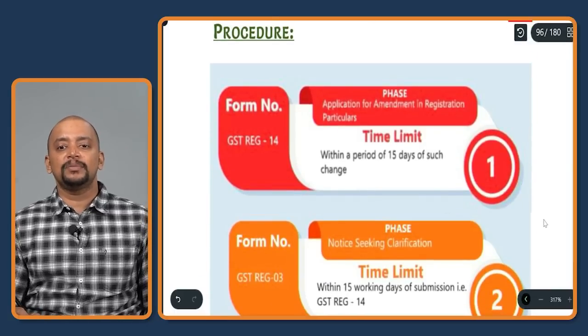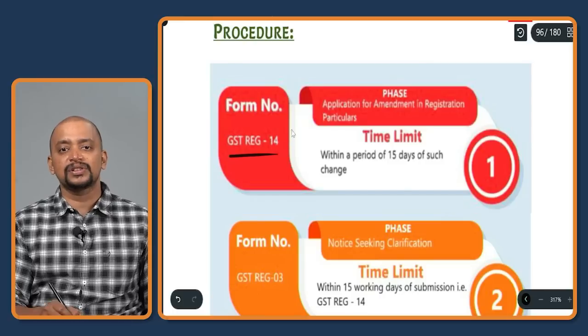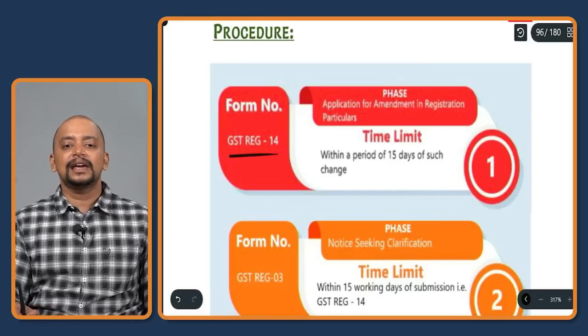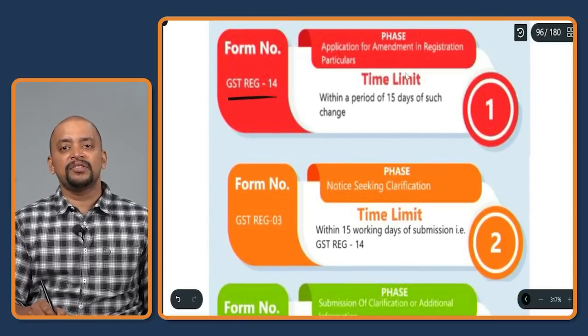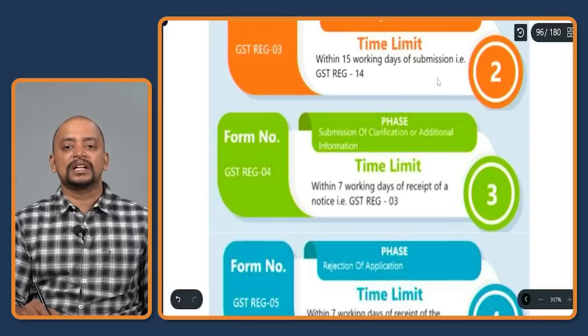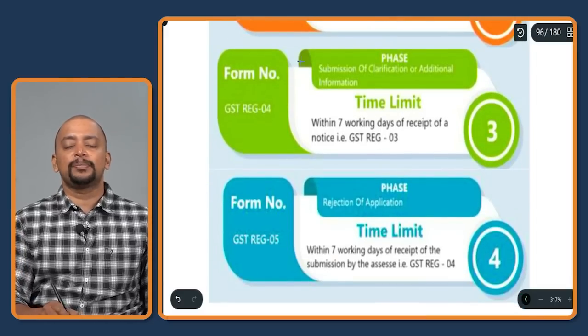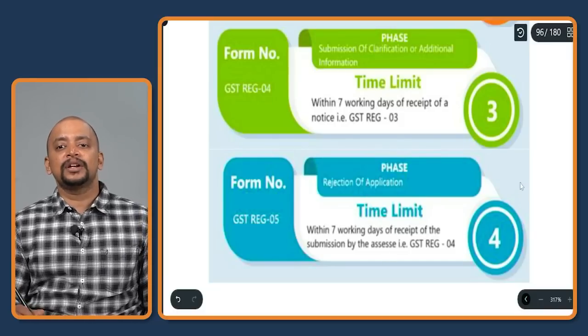What is the procedure for amendment in registration? We need to submit REG 14, application for amendment in registration, within 15 days of change, and thereafter they will give a notice in REG 3 if they are not satisfied, within 15 working days. We make application within 15 days, they give notice within 15 working days. Or suppose they don't have any discrepancy, they will pass an order within 15 working days. Suppose they give a notice, we need to give a reply to that notice within 7 working days, and thereafter within 7 working days either they will grant the amendment or they will reject the application. That is with respect to this.